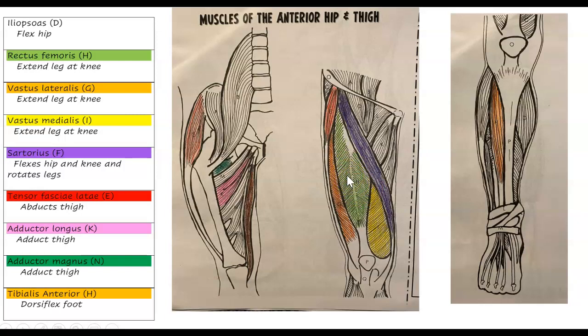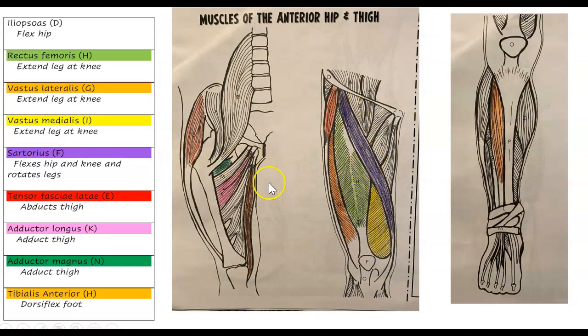We have the sartorius, which is going to run from the lateral part of the leg all the way down and wrap around to the medial part of the knee. We have the tensor fascia latae, which is over here, letter E. It's going to adduct the thigh.